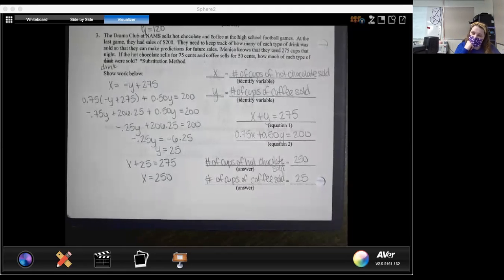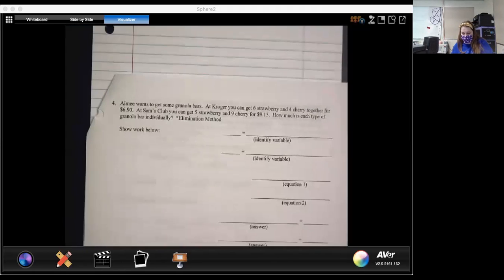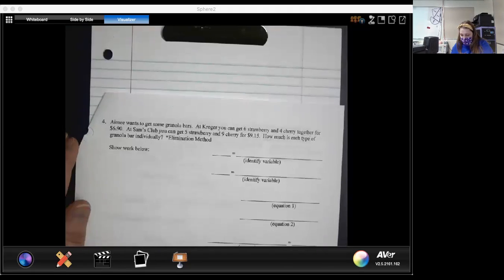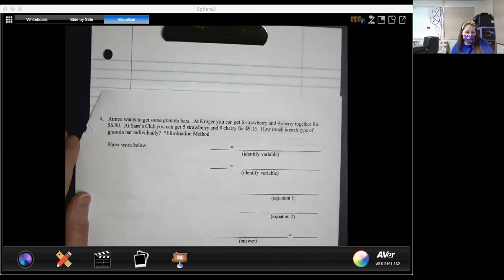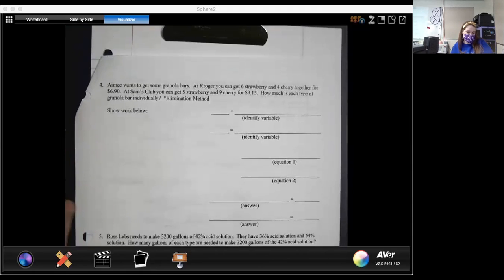Okay, let's go ahead and go on to number 4. We have 4, 5, and 6 left. All right. Amy wants to get some granola bars. At Kroger, you can get 6 strawberry and 4 cherry together for $6.90. At Sam's Club, you can get 5 strawberry and 9 cherry for $9.15. How much is each type of granola bar individually?